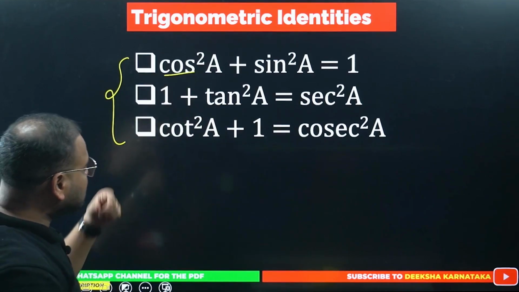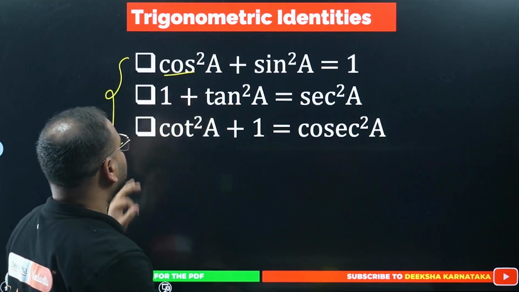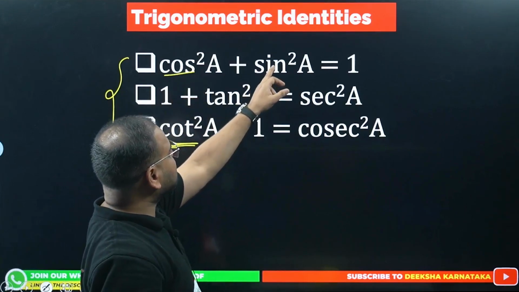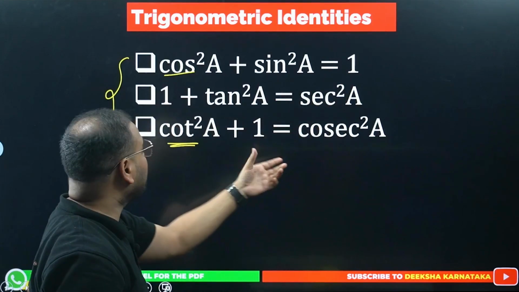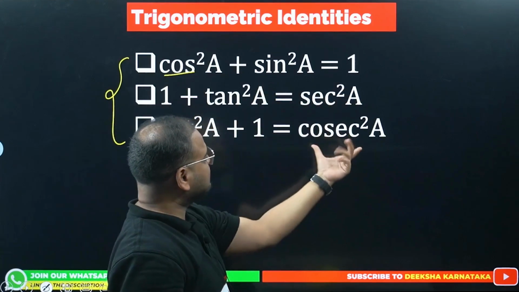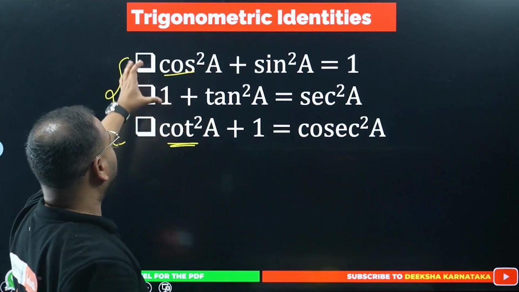For the second one, if you divide the first one by sin square, then cos square by sin square will become cot square. Sin square by sin square becomes 1, and 1 by sin square becomes cosec square. So the second and third can be derived from the first one.